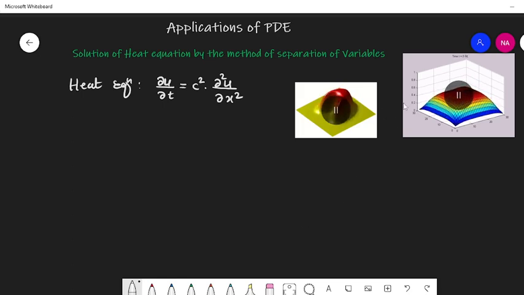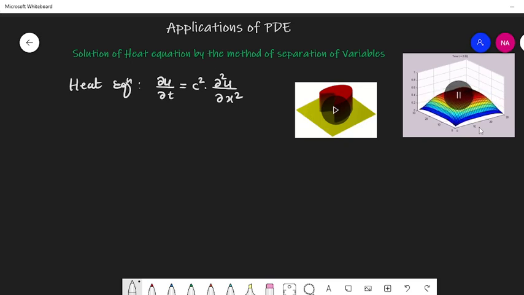So if you look into this diagram here, the portion having red color as maximum temperature will decrease to lower temperature after some particular time. So that temperature distribution is described by the heat equation, and this was derived from Fourier's law and conservation of energy by Cannon in 1984.